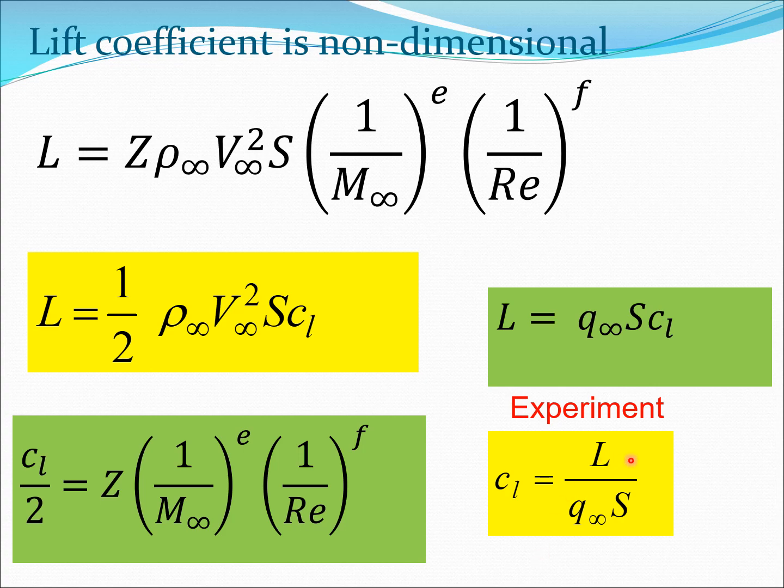If I were to take a certain wing or aircraft and put it in a wind tunnel, I could get a lift, I could measure that. I could calculate Q infinity, because I know half rho V square, I know the density of air, I know the velocity of air, and I also have S from the geometry of the body. So essentially I could calculate CL from experiment.